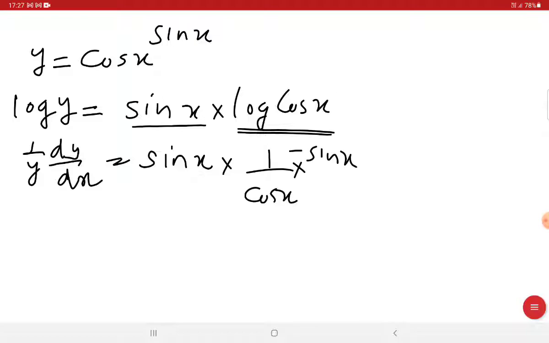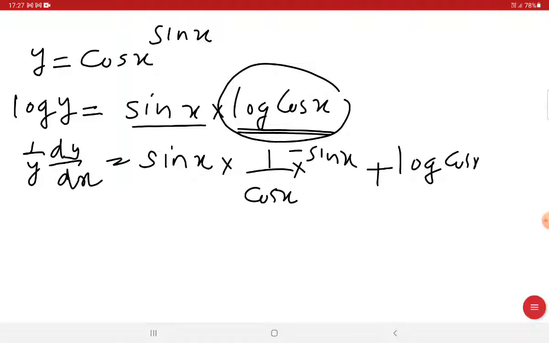Now, second function cos x, that is minus sin x. See here, it is the composition of two functions. So we have to apply function of a function rule. Derivative of first, log, is 1 by cos x. Derivative of cos x is minus sin x. Now plus log cos x into sin x. Derivative of sin x is cos x.